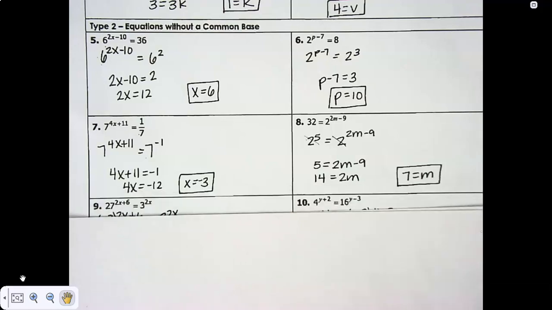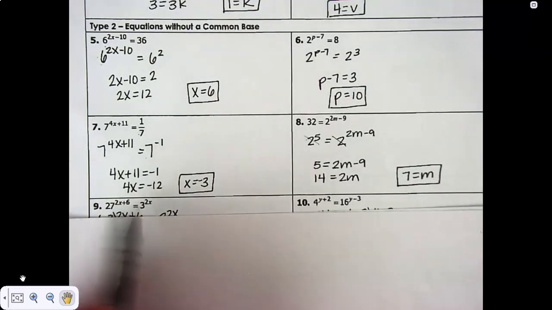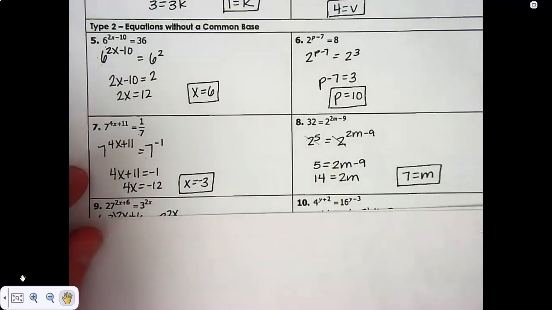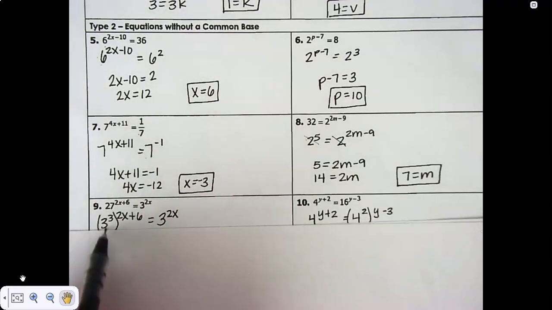Number 9 and 10. So here, same exact thing again. I have 2 different bases now, 27 and 3. You always want to ask yourself, which is the smallest base that I can make this? Because you want to make your life a lot easier. Well, 27 can be divided by 3. And as a matter of fact, to get a 27, you would need 3 to the 3rd power.